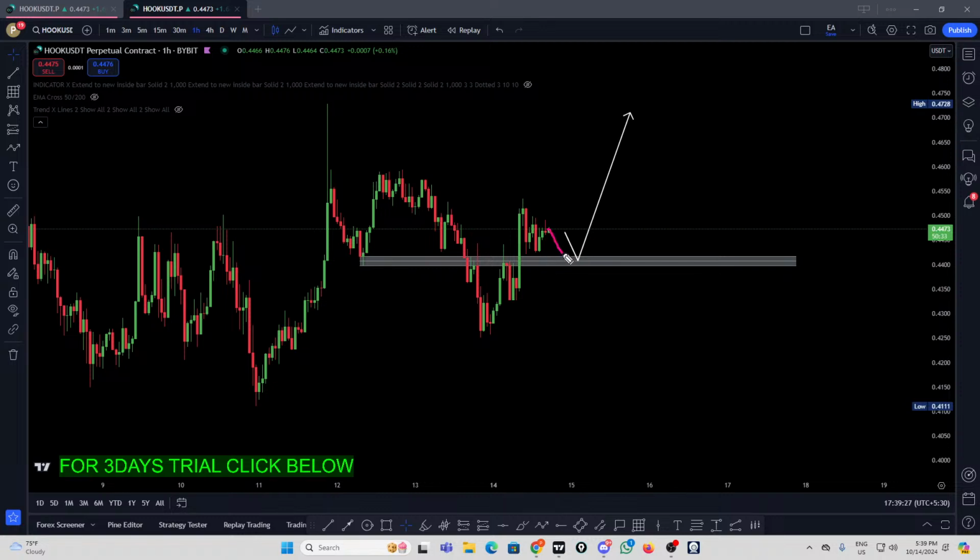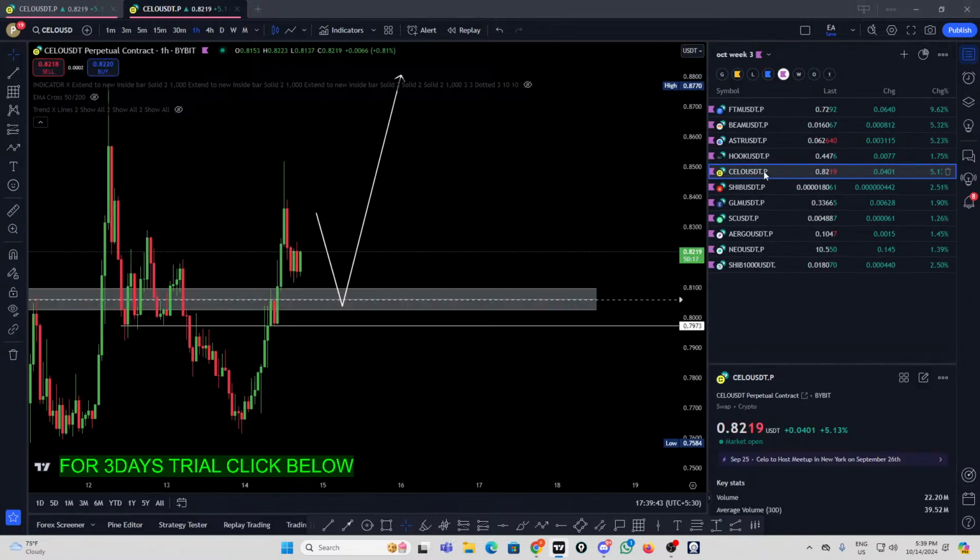Wait for this to reach here, then we can try our long positions. If this level breaks, then we'll wait for a new setup. All right, just wait for a proper direction, because you know Monday it will always be sideways.